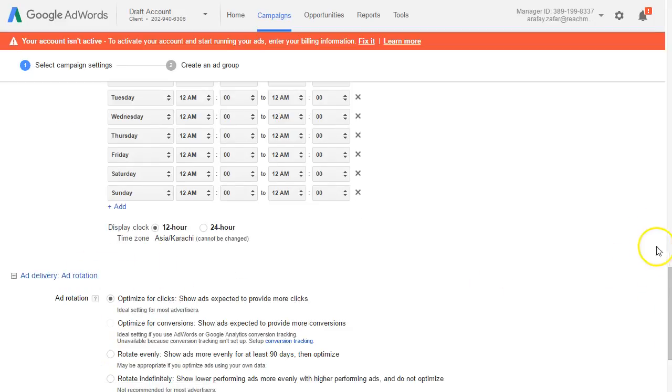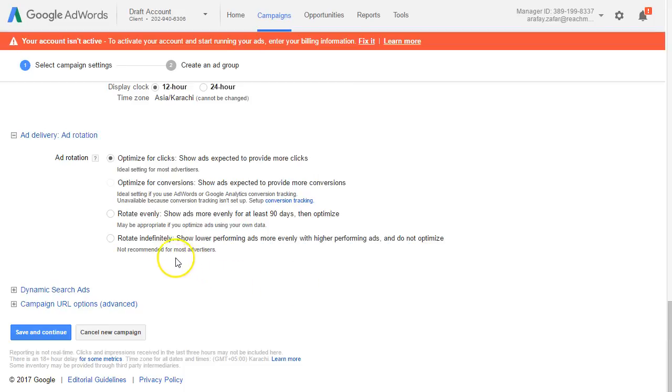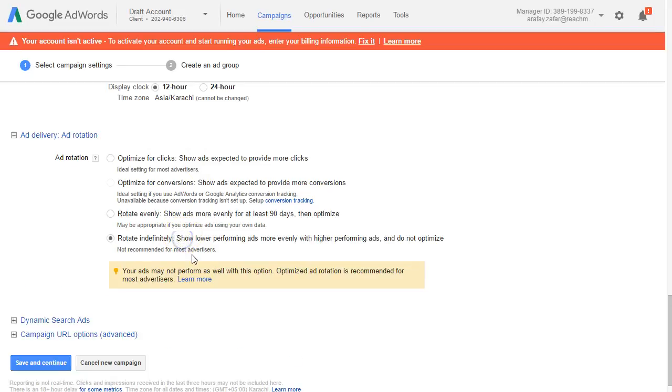Ad rotation, again, this option, recommended settings, optimize for clicks, you can leave it at that. However, I use this option because I optimize the ad, or my company, we have a policy that we optimize ads over time.